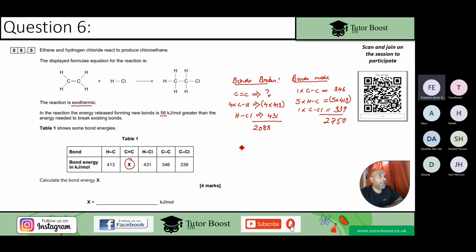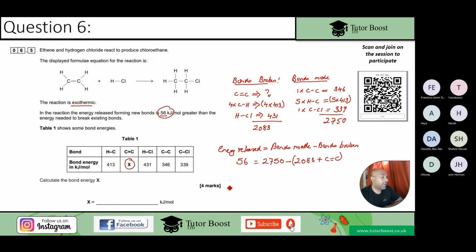So energy released is equal to the bonds made minus the bonds broken. So the overall energy change is 56 equals 2750 minus 2083 plus the carbon-carbon double bond. And this should give you an overall value of 611 kilojoules per mole.